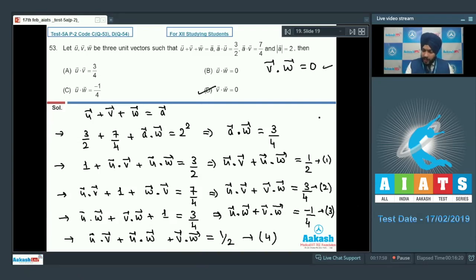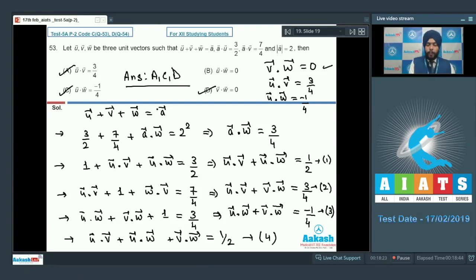Now, if we use this in equation number 2, we will have U dot V equal to 3 by 4. And if we use V dot W in equation number 3, we will have U dot W equals minus 1 by 4. Which ultimately means that A and C are correct. So final answer is ACD.